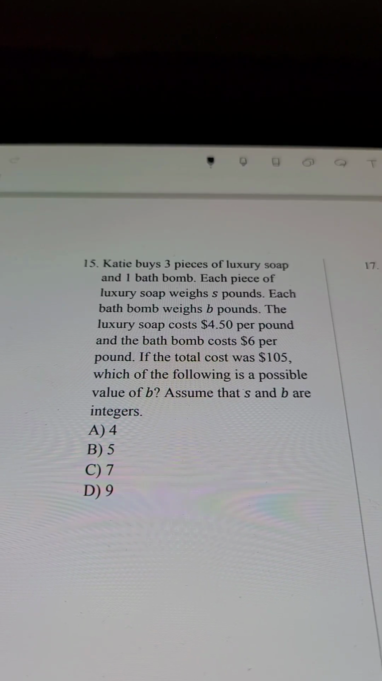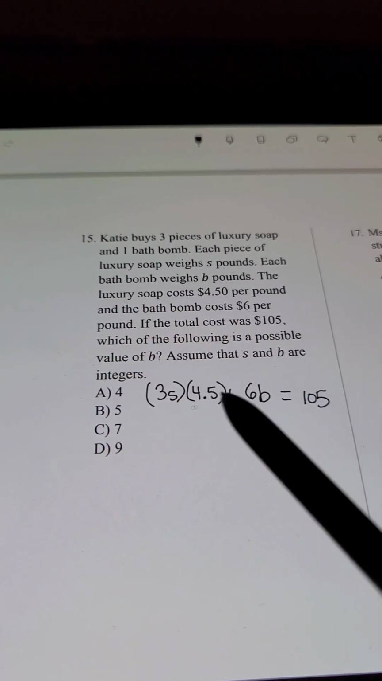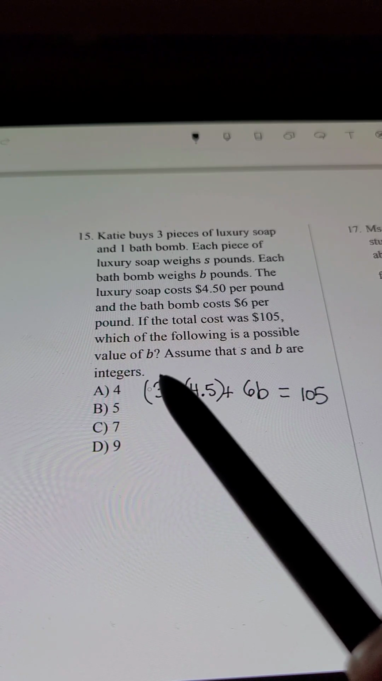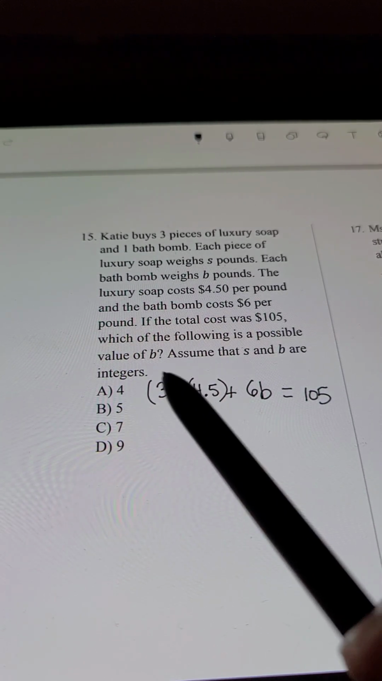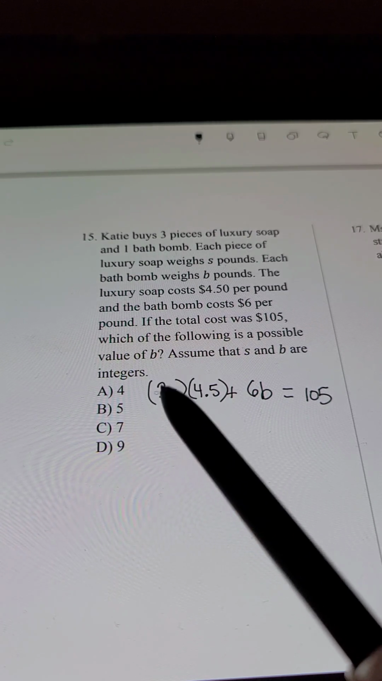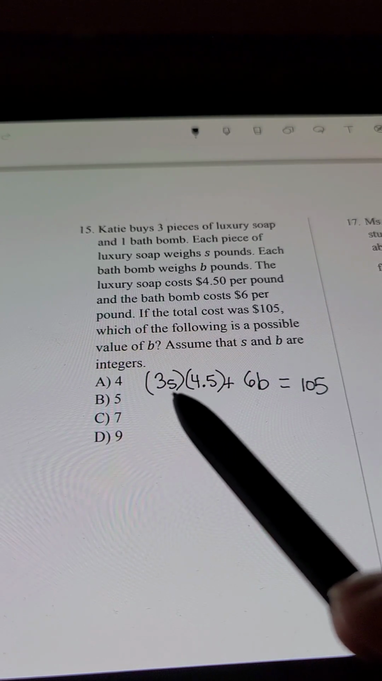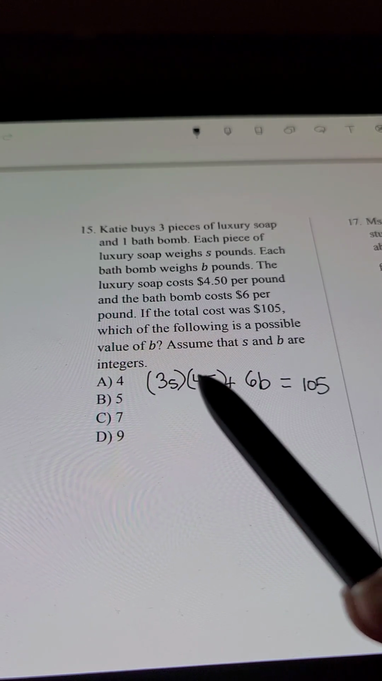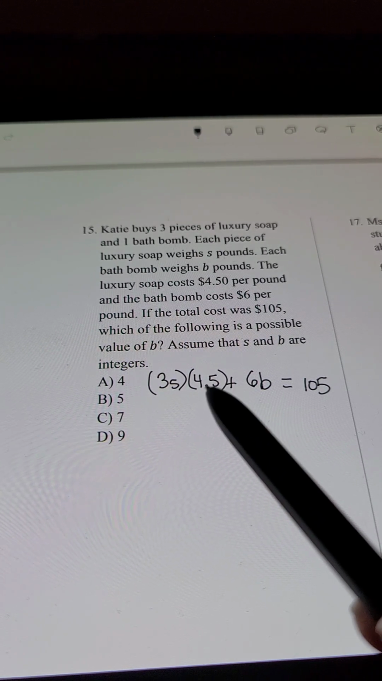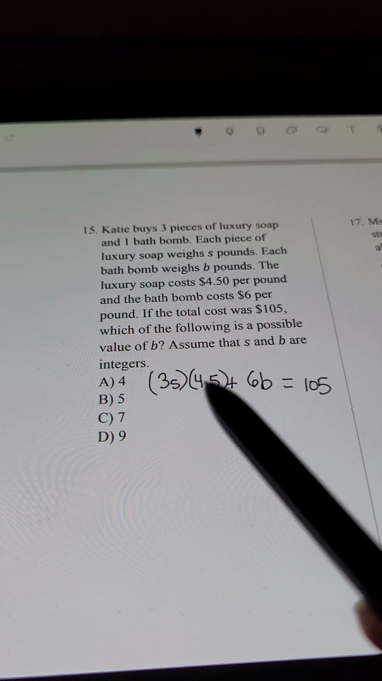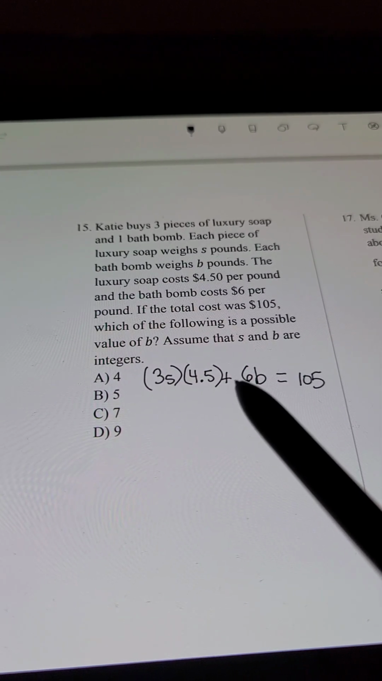Okay, pause, read number 15 if you haven't already. So this would be the setup of an equation. Basically there are 3 pieces of luxury soap weighing S pounds each. So to get the total weight they're buying, it would be 3 times S. Then you're going to multiply the number of pounds times the price per pound, which is $4.50 or 4.5, to get the amount they're spending on luxury soap.